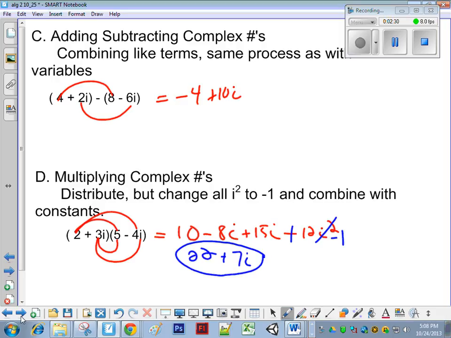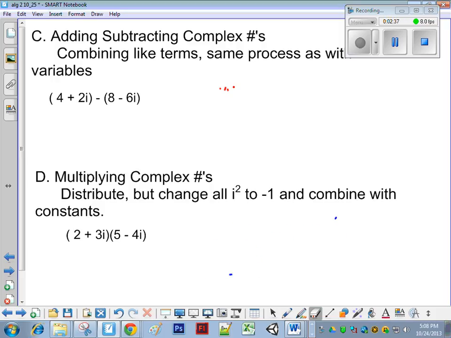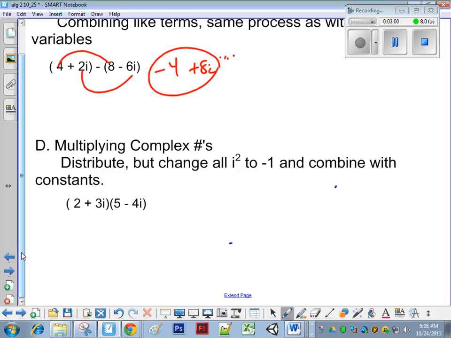Now, when we're adding and subtracting, I'll go ahead and add and subtract this term. What I'll do is combine the regular numbers. 4 minus 8 is -4. 2i minus -6i, a minus and a minus makes a plus, so it's going to be plus 8i. So when we add them, we're fine. And subtracting, same thing. Now, multiplying is a little more complicated because of the i squared involved.